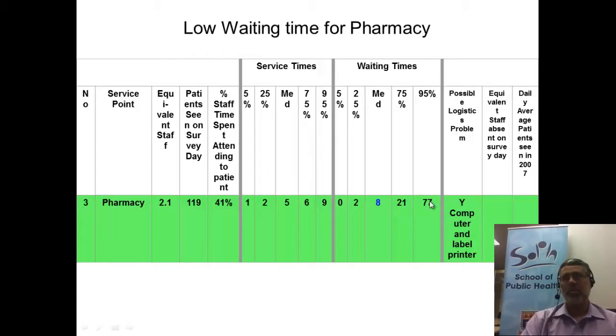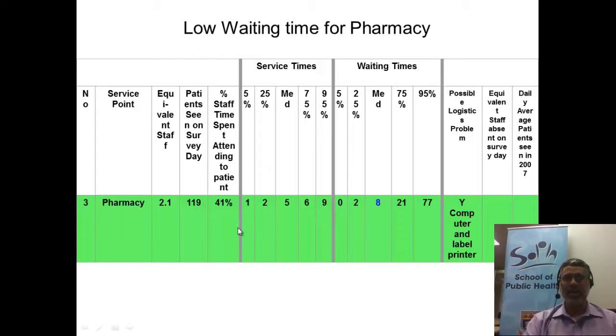However, it is more than an hour and a quarter for a small number, and you'd want to look at why that is the case. And you'd want to see how they are managing to keep their waiting times low when their colleagues couldn't do that. So what do you think it is? Well, clearly there's a logistical problem, and there's a problem with the computer and the label printer. So if there's difficulty printing labels for the medication, obviously that would cause the patients to wait a bit, and that might be causing some of the patients to wait, where at times there's a problem.